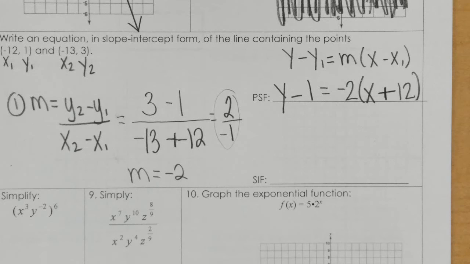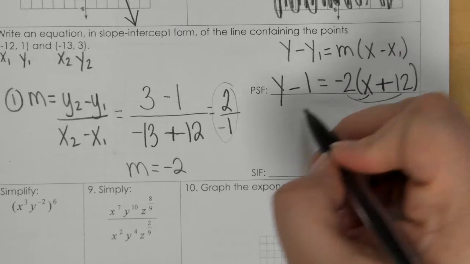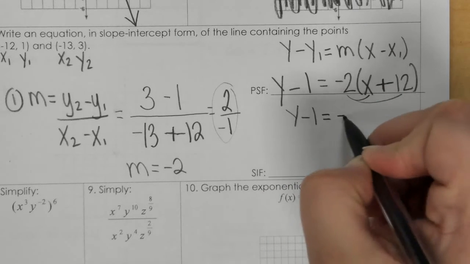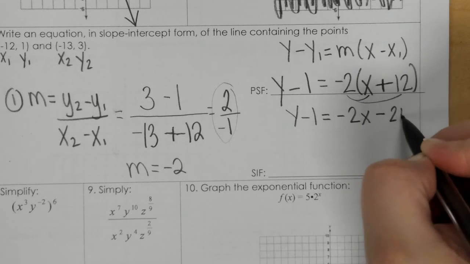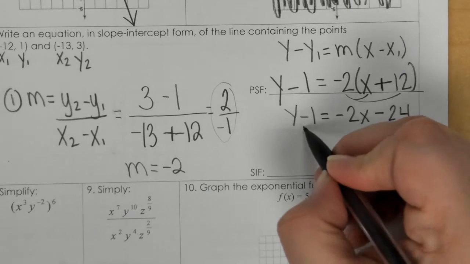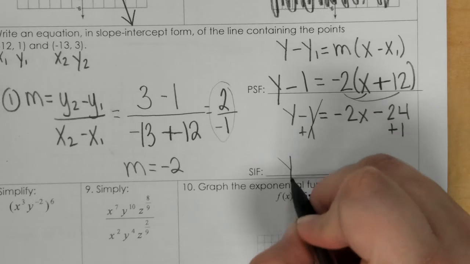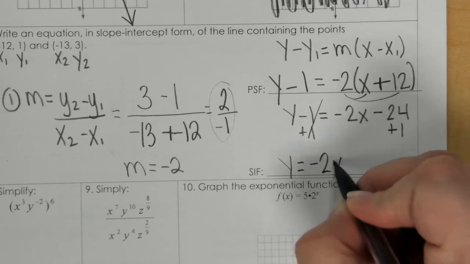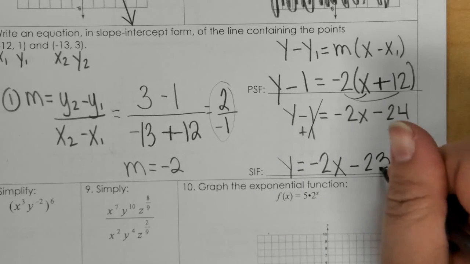And then the whole goal was to get to slope-intercept form, so now I need to distribute the negative 2. And then distribute the negative 2 again to get negative 24. And then we're going to add 1. So y equals negative 2x and then negative 23.